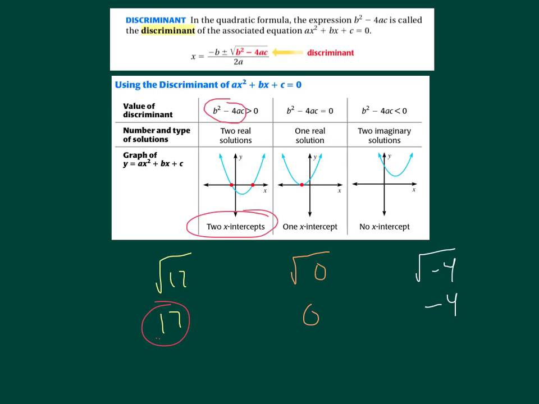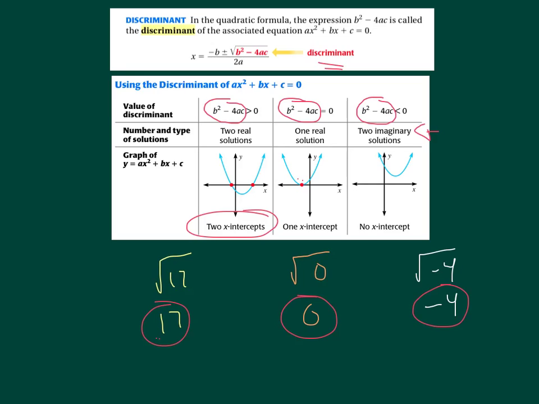Next, in our next example, we had a square root of 0, and the square root of 0 is just 0. That's only one value, so we only have one intercept, or one real solution. The discriminant, b squared minus 4ac, was equal to 0 in that example, so we had one real solution. On the last example, we had a discriminant of negative 4. You can't take the square root of a negative number and get anything other than imaginary solutions.